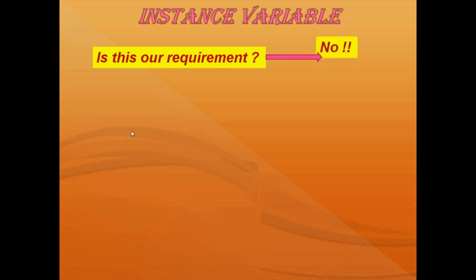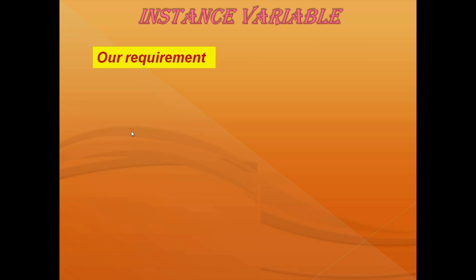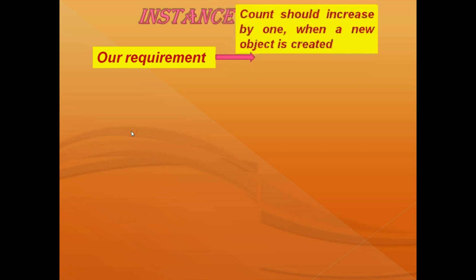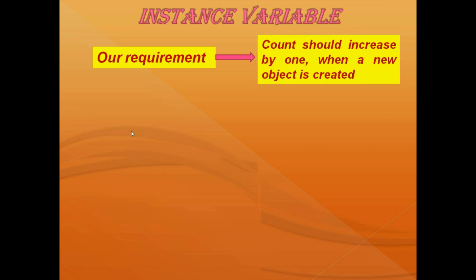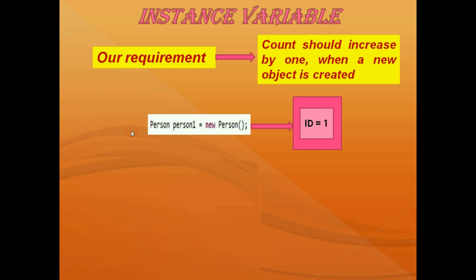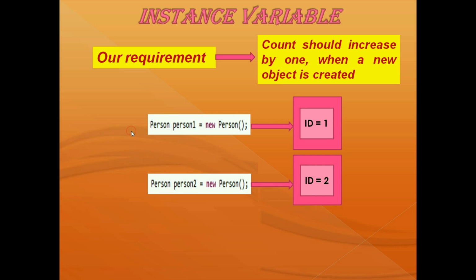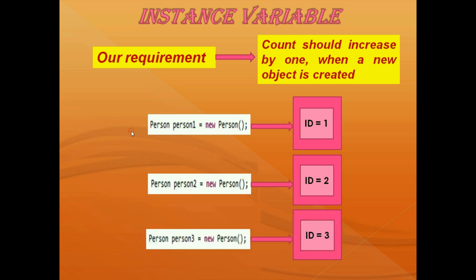I think no. If you remember, our requirement said that the count should increase by 1. The id should be increased by 1 every time a new object is created. In other words, what we want is that the first person's id is 1, the next time you create an object the second person's id should be 2, then if you create an object again, the third person's id should be 3, and so on.